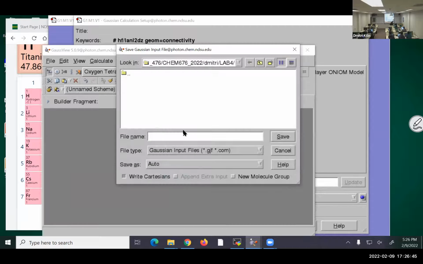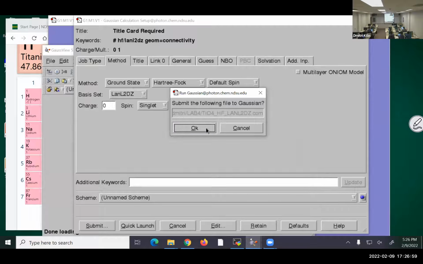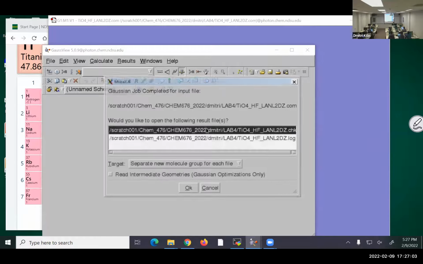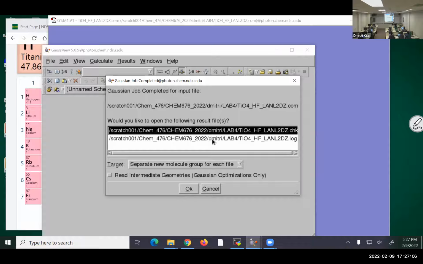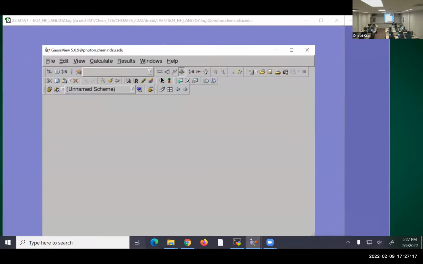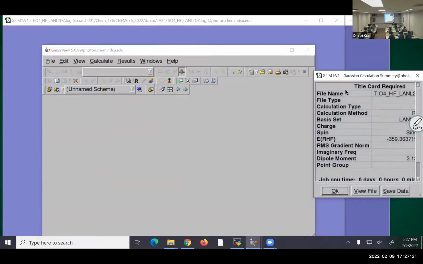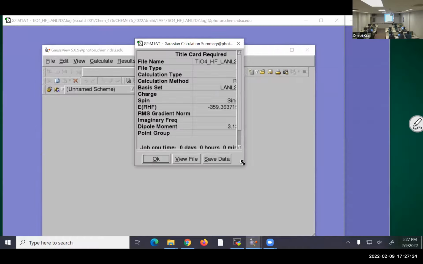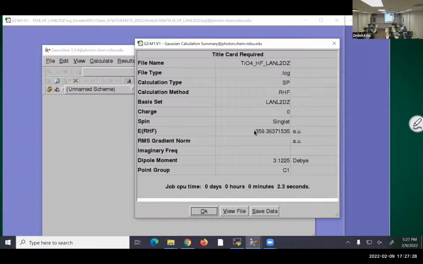Submit, save, and I can call it like titanium O4H F L2DZ. Save, submit, and it's already ready. So now, of course, we can look into results and look into summary. The summary shows the total energy, this minus about 316 atomic units.